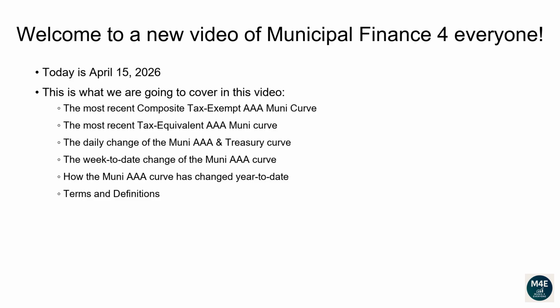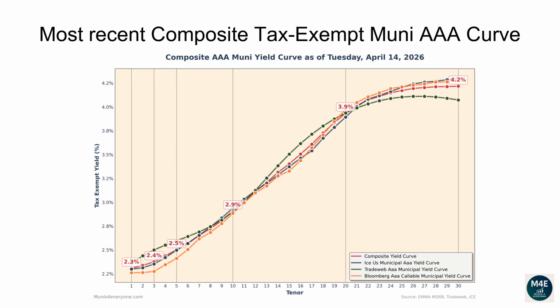Terms and definitions. Let's go over the most recent composite tax-exempt Muni AAA curve. The following composite tax-exempt yield curve is based off the most recent ICE, TradeWeb, Bloomberg yield curves that are available on the MSRB website, plus some proprietary extra adjustments, as of April 14, 2026.